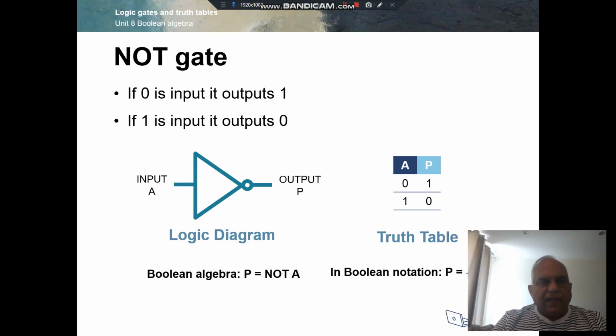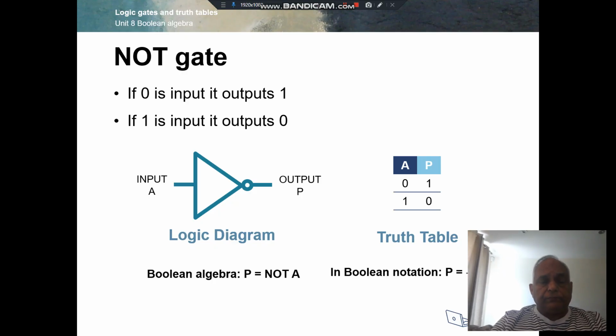NOT gate, as the name tells you: if the input is off, the output will be on. If the input is on, the output will be off. So we will connect the circuit like this, so that the output will be the reverse of the input. Okay, let's see how. This is the NOT gate symbol, and here is the truth table. In the truth table we put A and P. A is the input, P is the output.